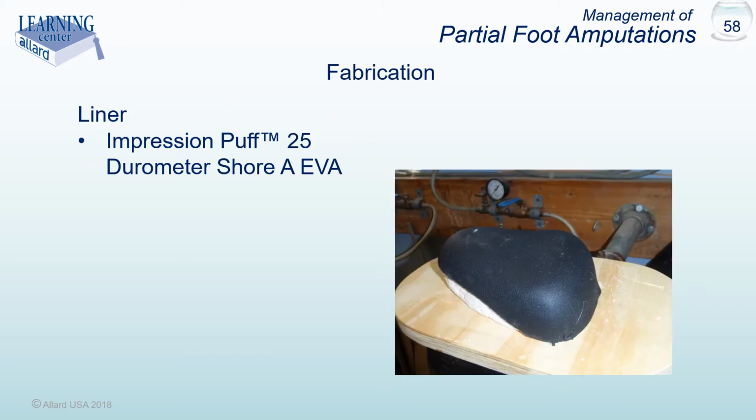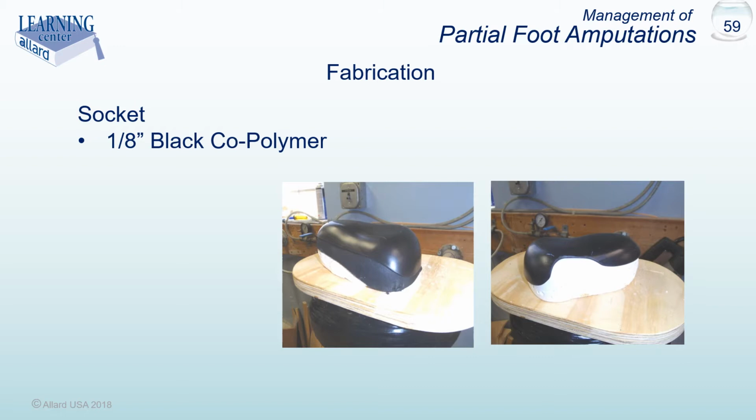Practitioners have had success using 1/8 inch 25 durometer impression puff as the interface material for the socket. Because shear forces are now being managed by the composite lever arms, there's no need for a silicone interface. Then the actual socket is fabricated using 1/8 inch black copoly.